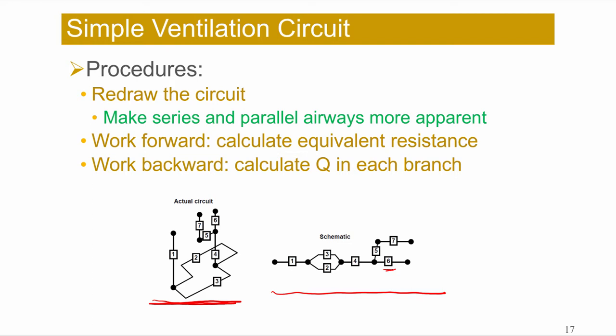The second step is to work forward to calculate the equivalent resistance. Eventually, we want to reduce this ventilation network to one single airway with equivalent resistance and quantity flowing in that airway. The last step is to work backward so we can solve the airflow rate in each individual airway. Let's look at an example.